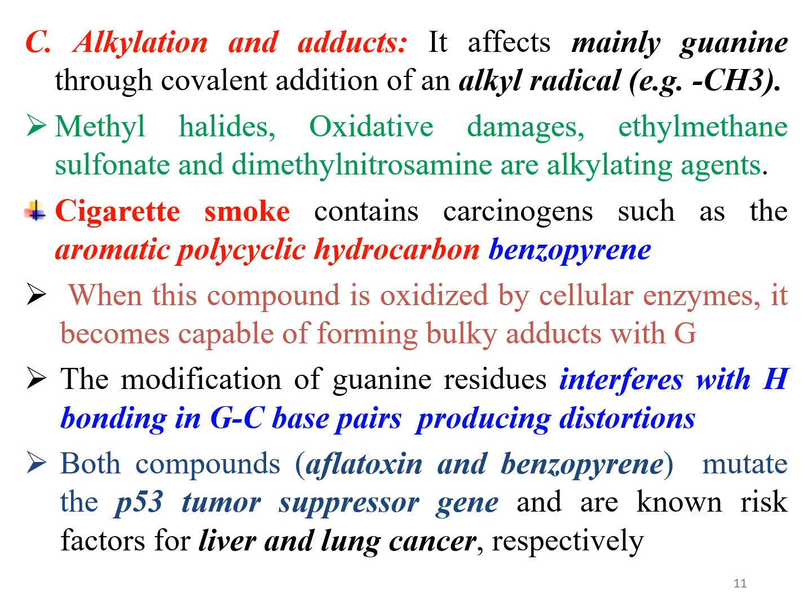You know that cigarette smoke contains a carcinogen, which is a mutagen, such as the aromatic polycyclic hydrocarbon benzopyrene. This benzopyrene has the ability to mutate p53. When this compound is oxidized by cellular enzymes, it becomes capable of forming bulky adducts with guanine. The modification of the guanine residue interferes with hydrogen bonding in guanine-cytosine base pairs, producing distortion of the bond, which is a triple bond. Both compounds like aflatoxin and benzopyrene can mutate the p53 tumor suppressor gene found in our body and are known risk factors for liver and lung cancer respectively.